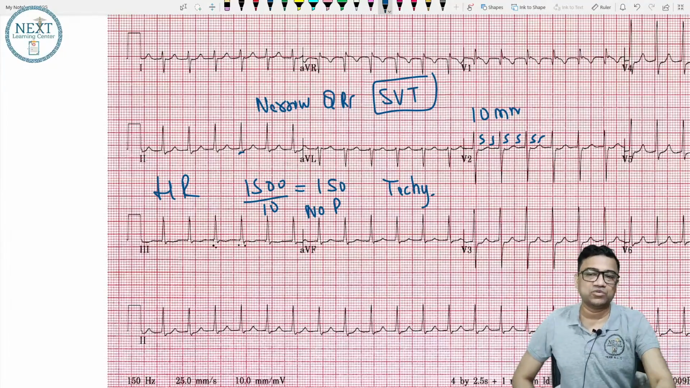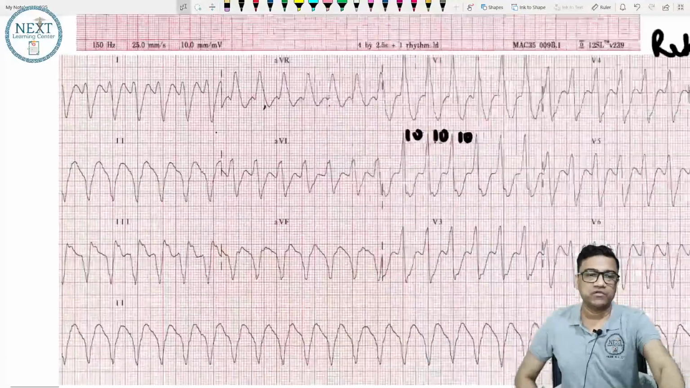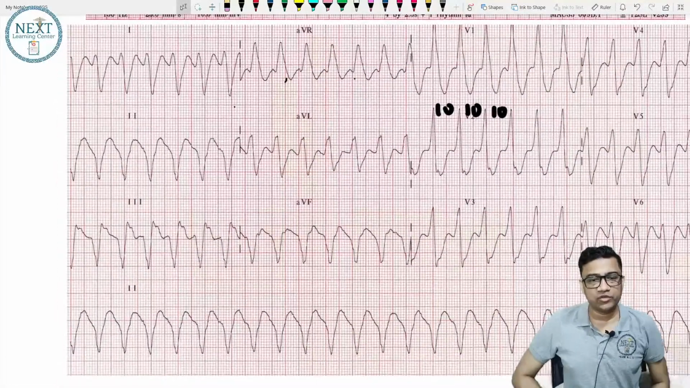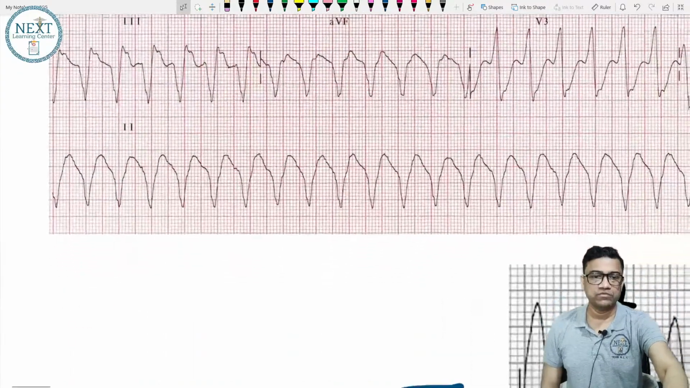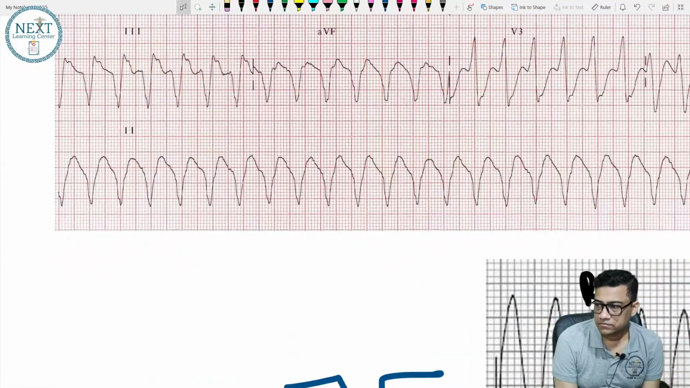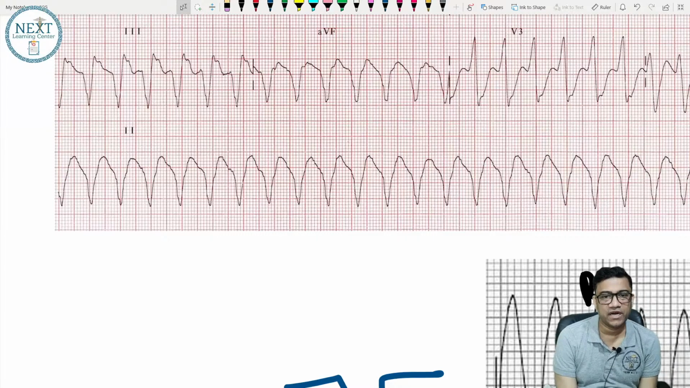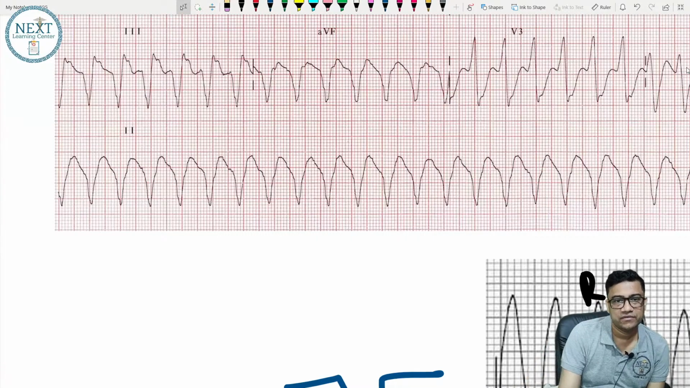Okay, exam, these questions would be there. You should be able to solve. Look at this one and give your interpretation. This is lead 2, you can check lead 2. First, tell me the heart rate in this one. Take from here to here. Calculate the RR.